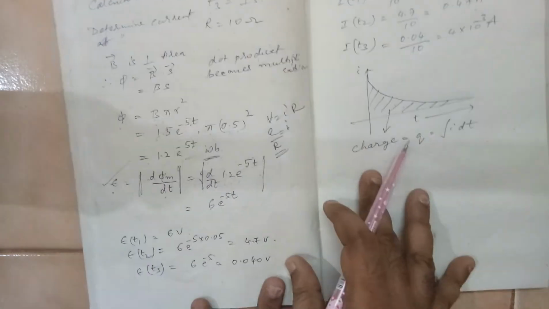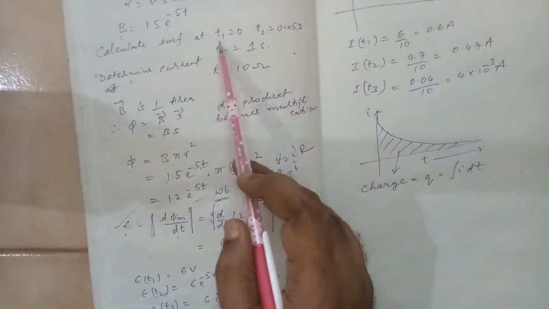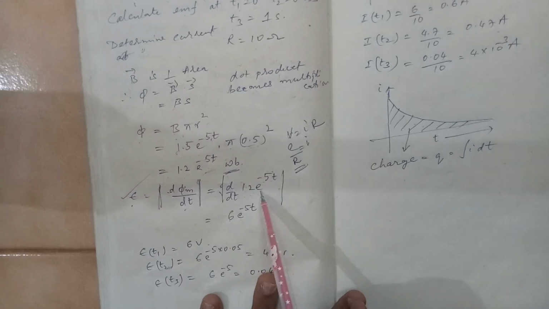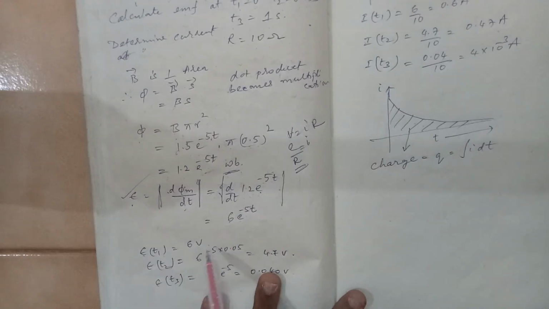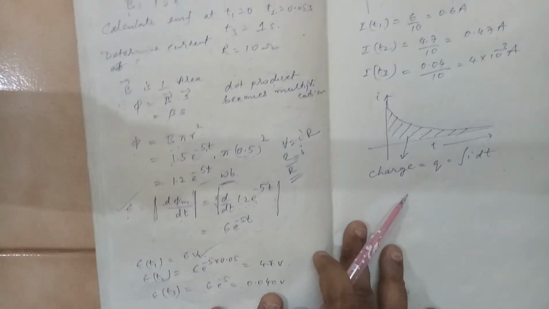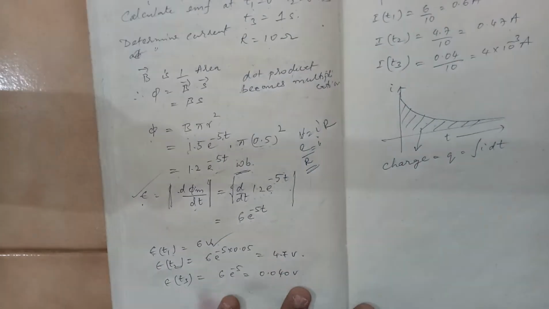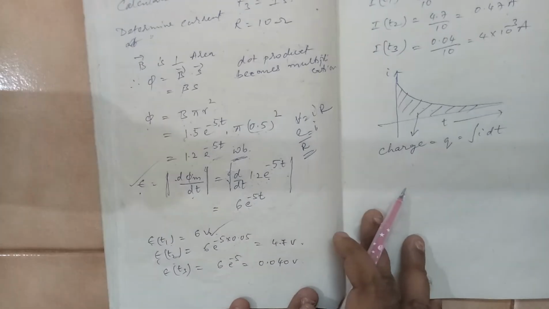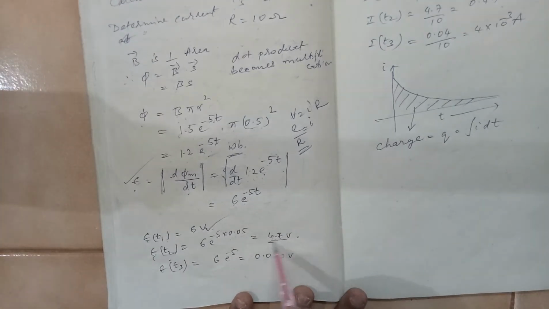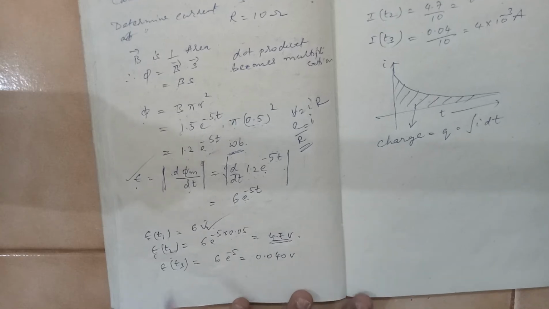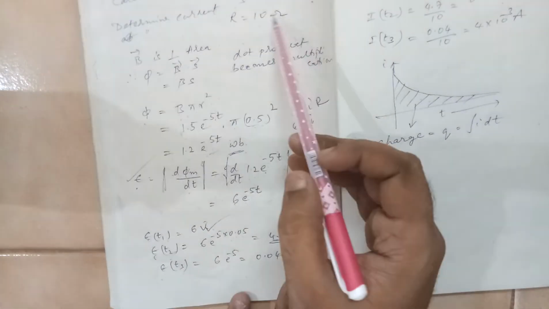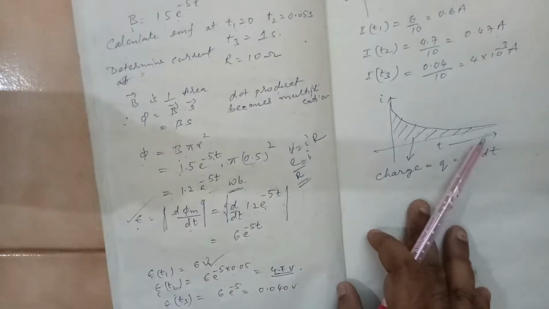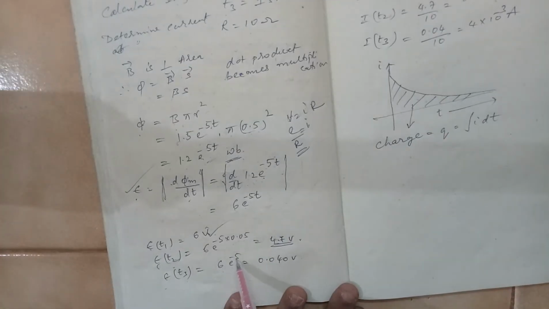Now we got the EMF expression. He has asked the EMF value at t is equal to 0. Put t is equal to 0, then you get E of t1 is equal to 6 volts. If you put t is equal to 0.05 seconds, you get E of t2 is equal to 6 into e power minus 5 into 0.05. If you calculate that, you get 4.7 volts. So it decreased. For t3, you have to put t3 is equal to 1 second. You get 6 into e power minus 5.